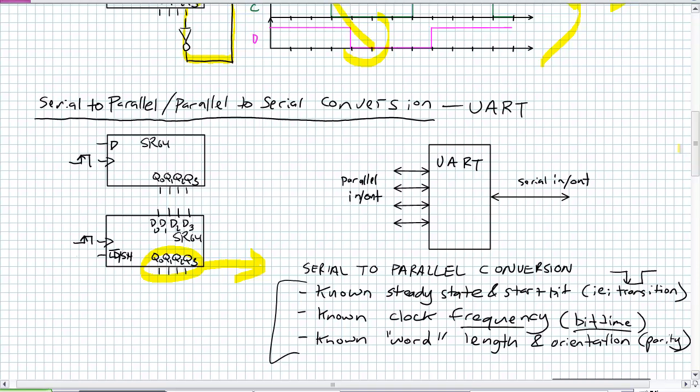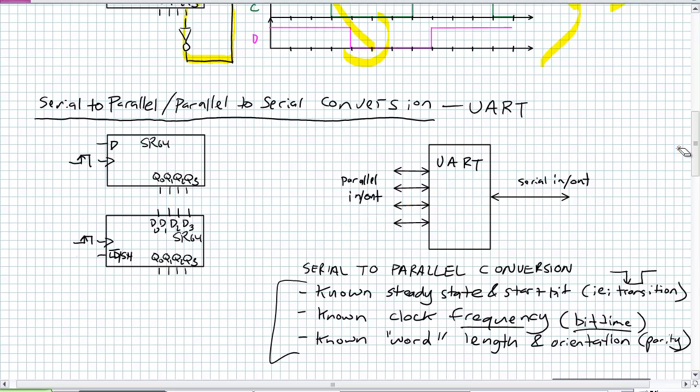It would be really hard to have this meaningless string of zeros and ones and try to convert that meaningless string into parallel if you didn't know where to start. So let's go into some brief discussion of a system designed to do serial and parallel conversion. We'll come back to this guy here in a little bit.